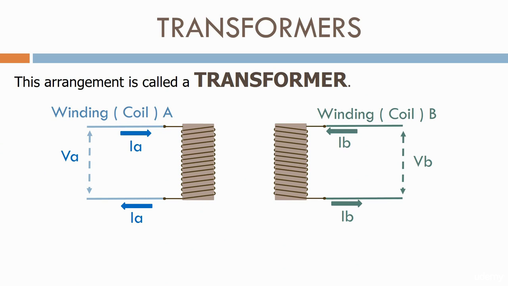So here we have a transformer with winding A and winding B. Winding A has voltage A and current A. Winding B has voltage B and current B. Note that the current in winding B is in the opposite direction to the one in winding A.